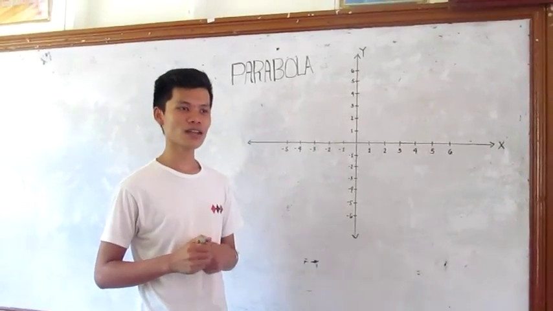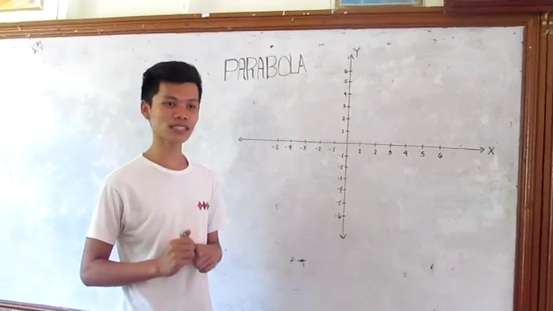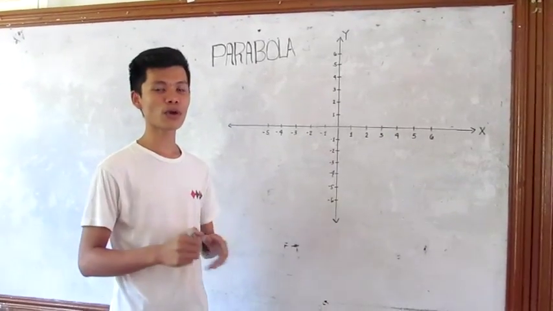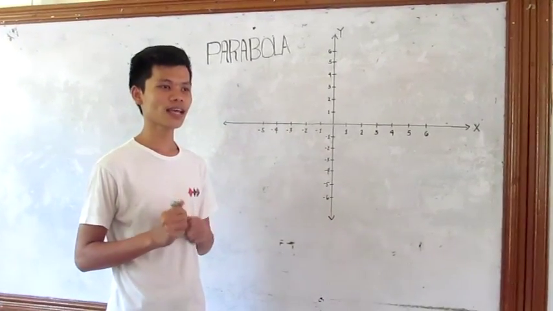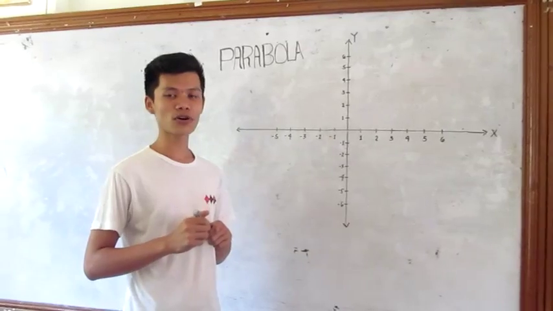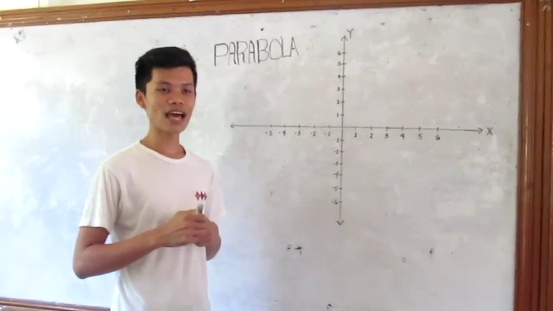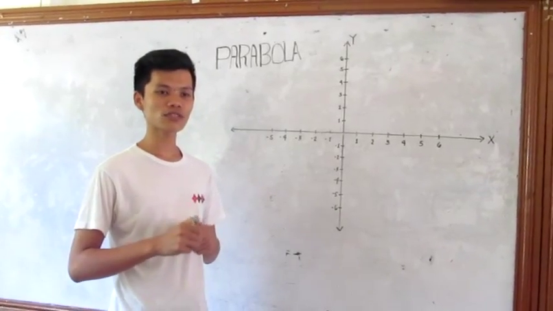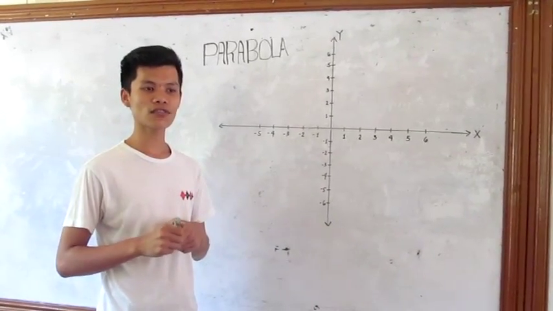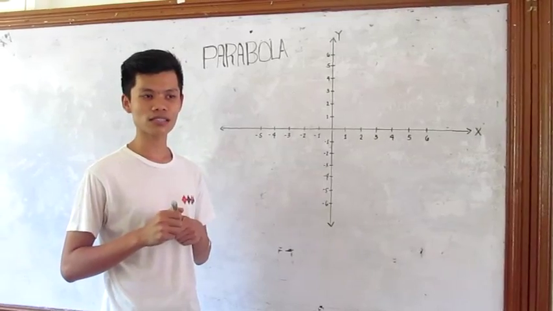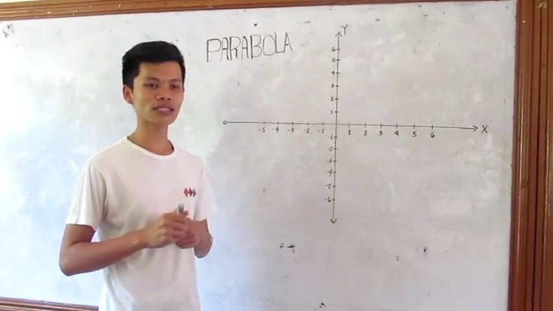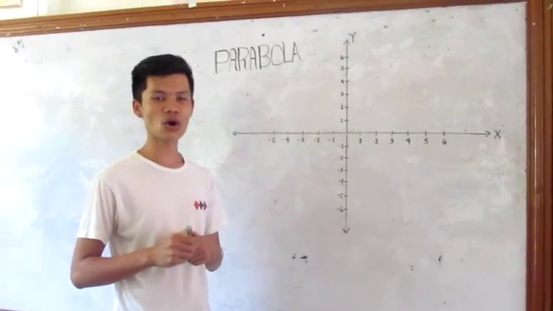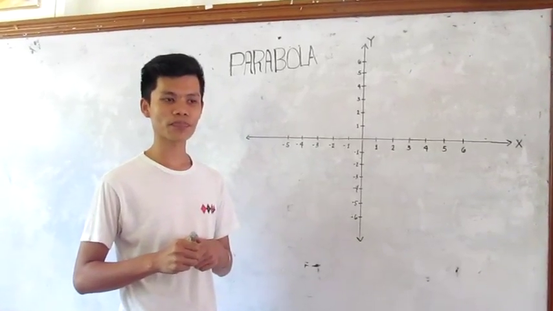According to the definition, a parabola is a set of all points in a plane equidistant from a fixed point and a fixed line in a plane. The fixed point is called the focus of the parabola. The fixed line is called the directrix. Always remember that the length of the focus from the vertex is equal to the length of the directrix from the vertex. The line through the focus and perpendicular to the directrix is called the axis of the parabola.